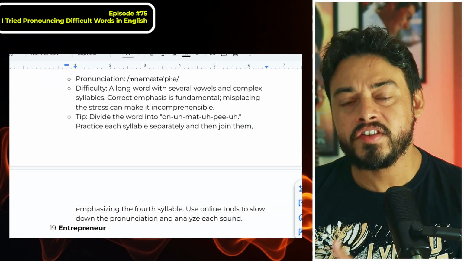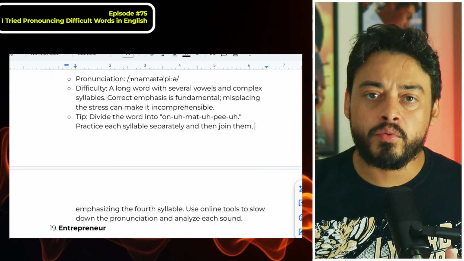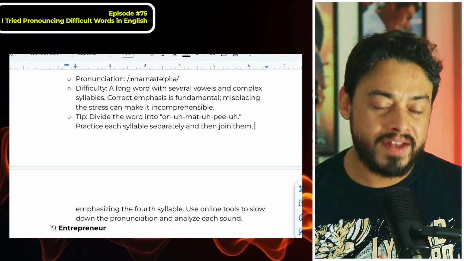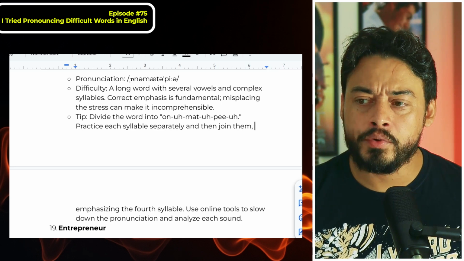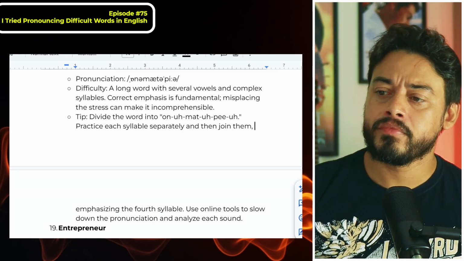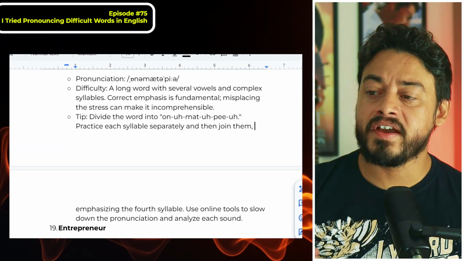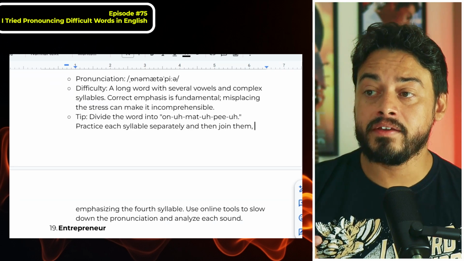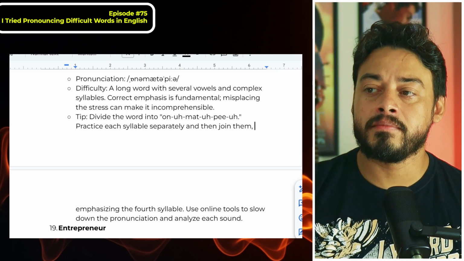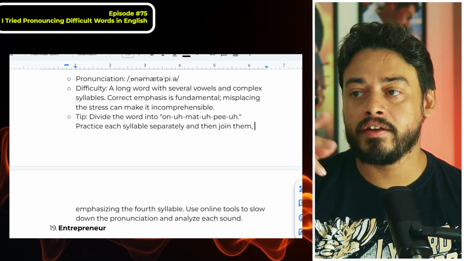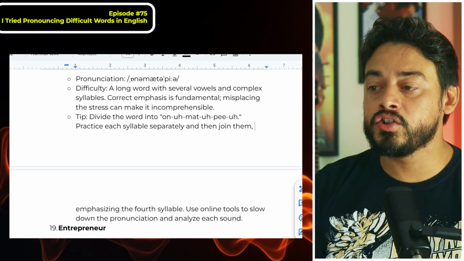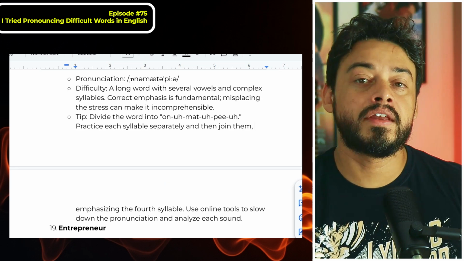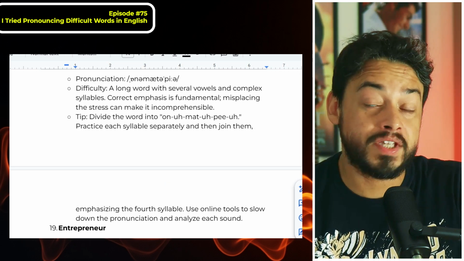Notice that the practice is pretty much the same. Breaking the word down into sounds, practicing each sound separately, and then slowly joining them in closer succession, all right? Make sure you emphasize the fourth syllable, all right, which is the stress. So onomatopoeia, that's the stress syllable there. And you can also use online tools to slow down the pronunciation and analyze each sound.